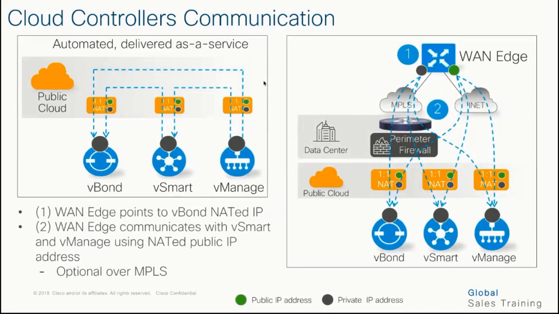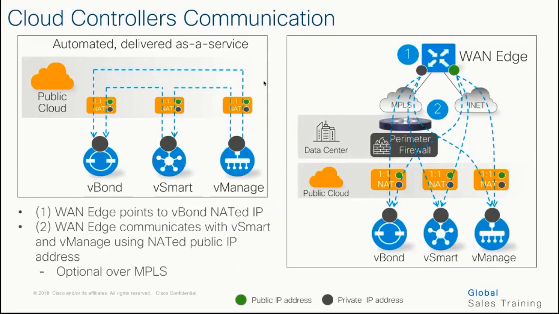If you look at the communication between the controllers and the data plane devices, right, how it happens if it is in the Cisco cloud: because the devices come from customer premises and could be virtual or physical, there has to be a communication.